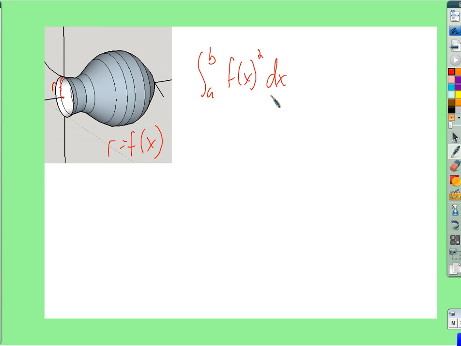We'll have things where we have the region between two functions rotated, or rotated around other axes other than the x-axis. Why are you squaring f of x? Yeah, because f of x is r. The volume of any of these is going to be pi r squared. So r is f of x, sorry, this should be pi. Pi r squared. Okay.